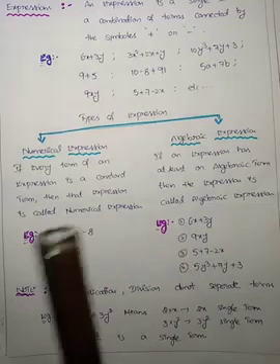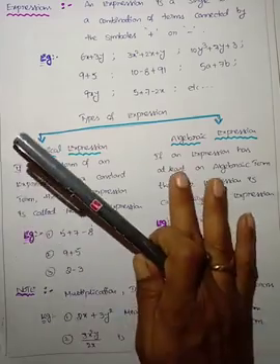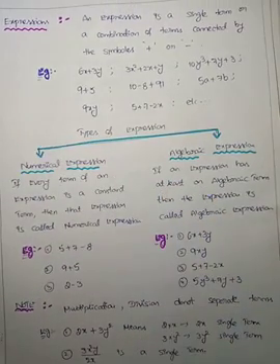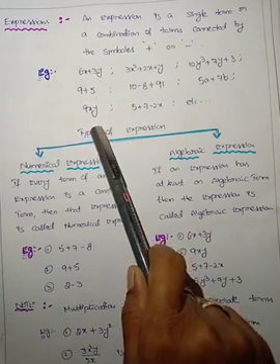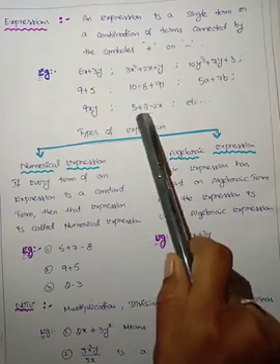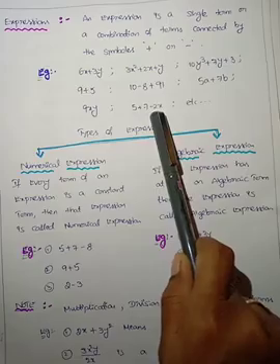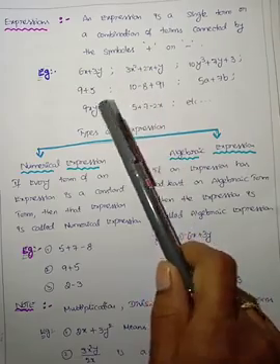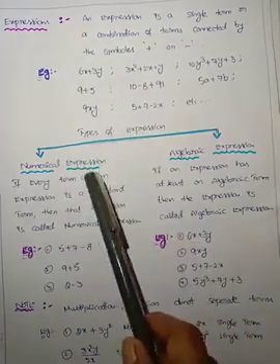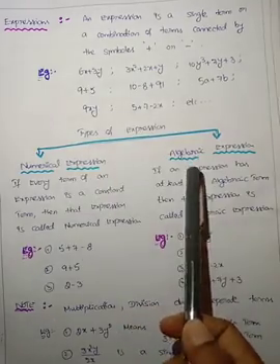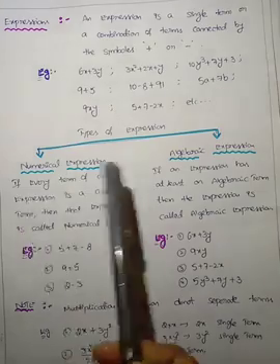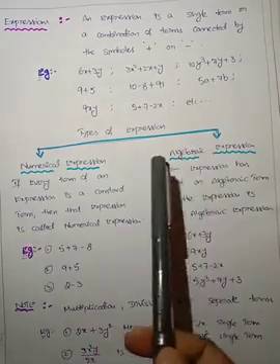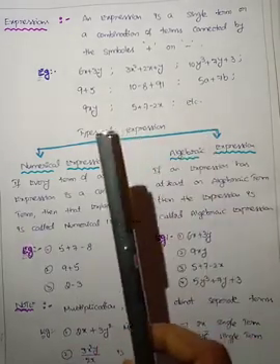Do you all understand? What is an expression? An expression is a single term, or a combination of terms connected by addition and subtraction. Again, expressions are of two types: numerical expression and algebraic expression. If all the terms are constants, it is numerical. If at least one term is algebraic, then it is an algebraic expression.